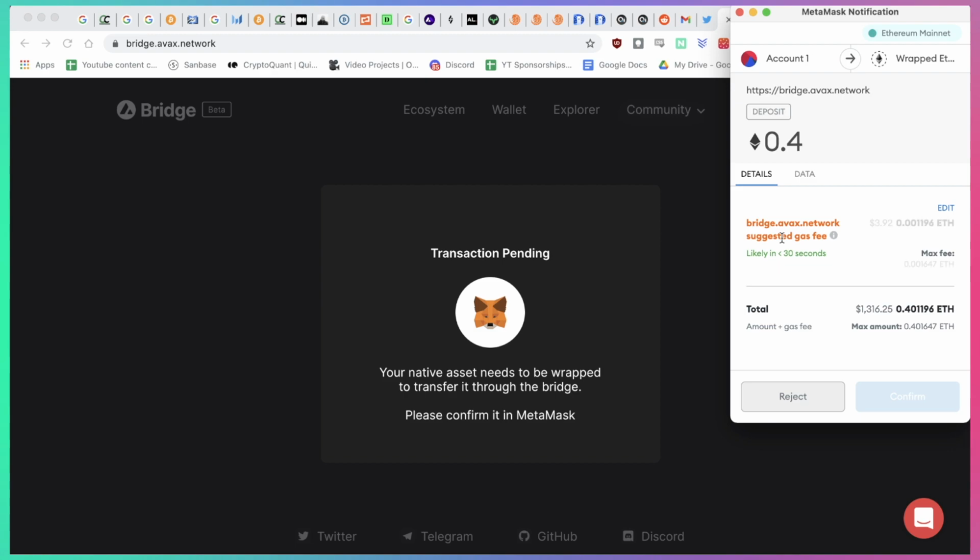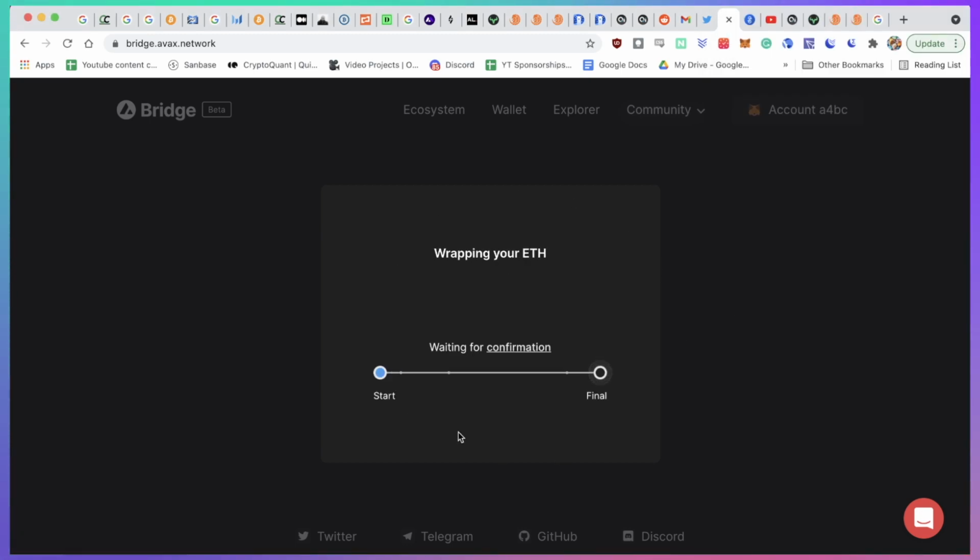I'm going to have to sign this. The transaction fee is relatively cheap. It's $3.92. I click on confirm, and this will take a little bit. Apparently the Avalanche chain should be really fast, so let's test this out in real time.